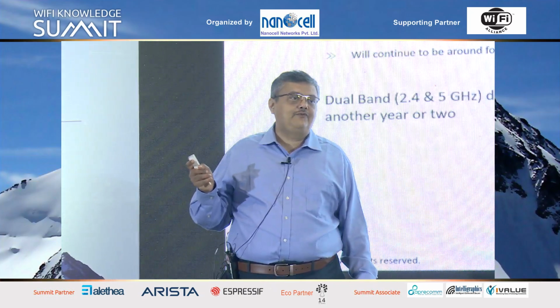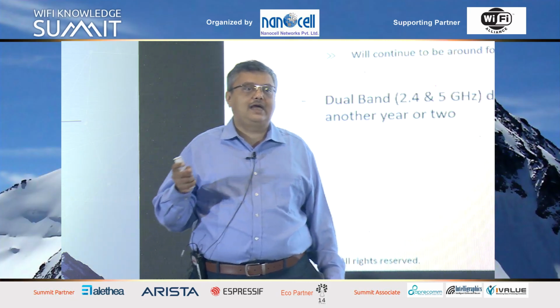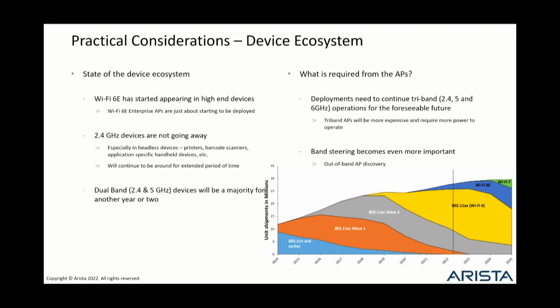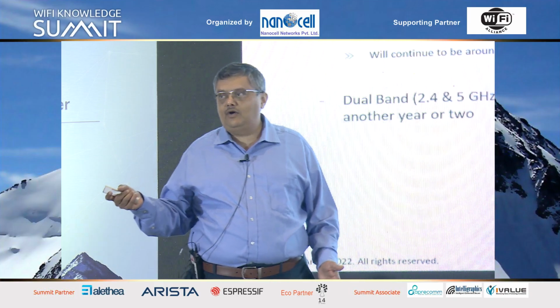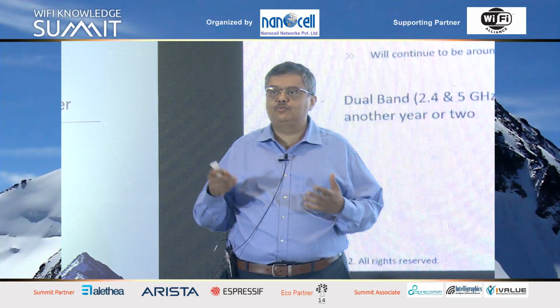So what does this mean for an access point? When you look at an access point, what this means is that you need tri-band access points. If you want to deploy 6 gigahertz, you still have to deploy 2.4 gigahertz, 5 gigahertz, and 6 gigahertz. You cannot say, I will drop one of the radios. Now, when you say that you need a tri-band access point, obviously it will mean more power that you need to supply, because it has to drive 3 radios instead of 2, right? Obvious. And they will be more expensive because there is more hardware.